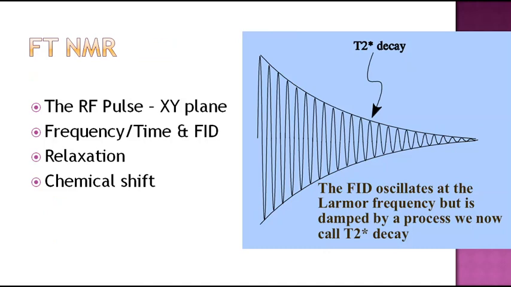Nowadays we don't use the CW frequency sweep. Now we are using FT-NMR. What is FT-NMR? There are different radio wave frequencies, and a pulse is created covering them. A single radiation pulse is given at a time.